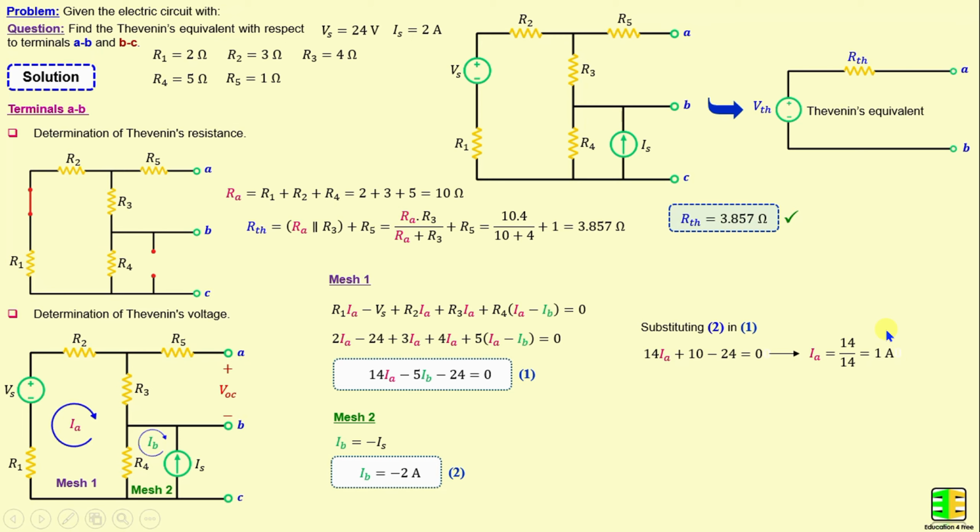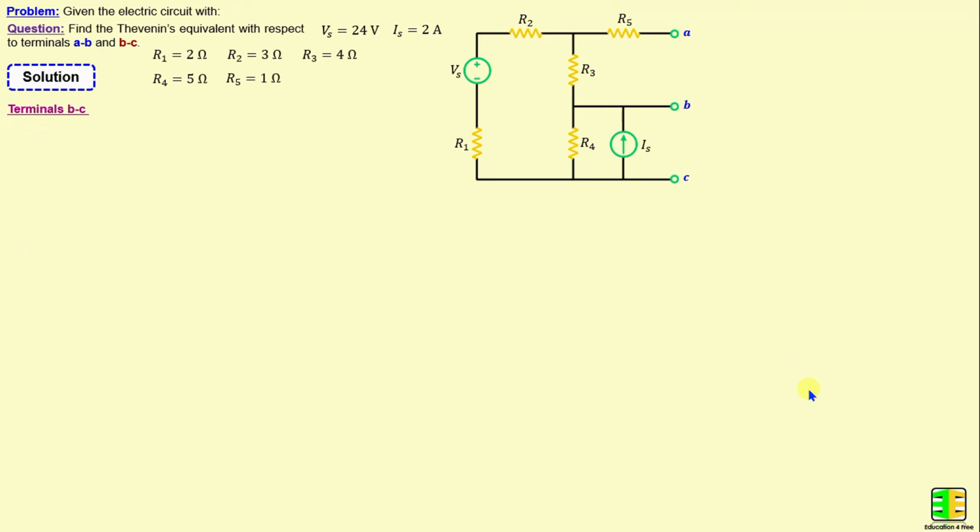And according to Ohm's law, VOC is equal to R3 times IA. And if we replace R3 and IA with their numerical values, we obtain VOC is equal to 4 volts. That means VTH is equal to 4 volts. Let's move on now to the Thevenin's equivalent with respect to terminals B and C.